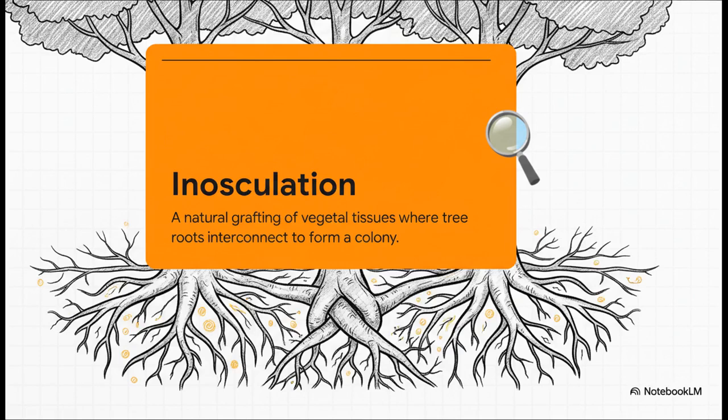It's actually pretty mind-blowing. Through a natural grafting process called inosculation, some trees actually interconnect their root systems to form a living colony. Partnering with mycorrhizal fungi, they create these vast underground networks to share resources. They're literally transferring nutrients and even chemical signals from one place to another.